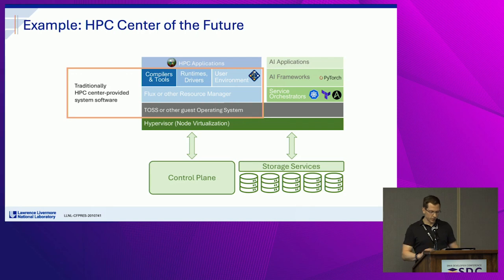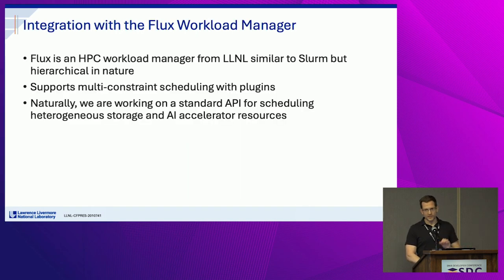So in the future, we're going to need a lot more complexity in the control plane, and we're going to need a lot more interoperability between vendors. To this end, you might have heard of the Slurm workload manager, which is popular in the HPC community. But we at Livermore actually have our own workload manager because we needed a hierarchical model, and we also needed to handle multi-constraint scheduling, particularly for HPE's Rabbit nodes. And so we are working on a standard API within the Flux project for scheduling heterogeneous storage and AI accelerator resources.